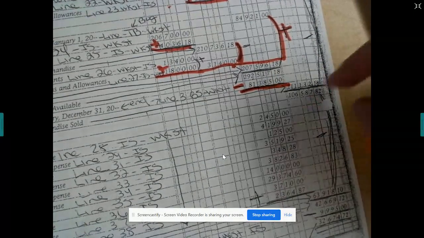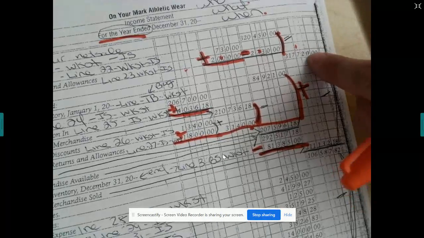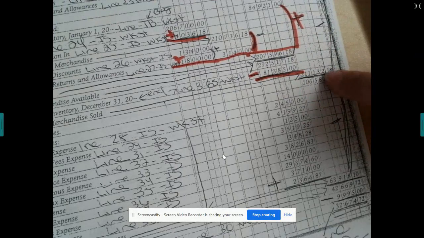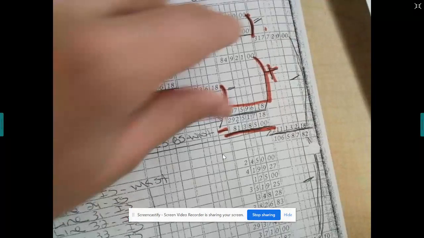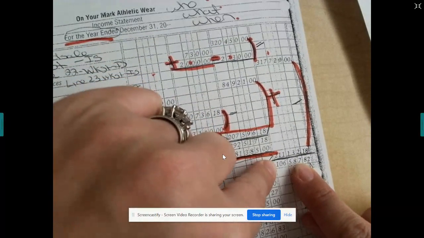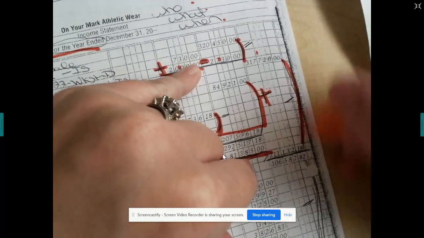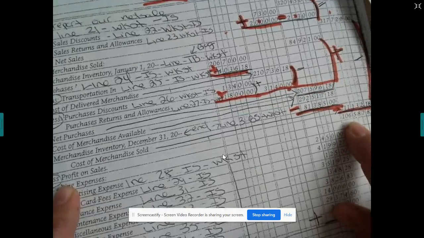So each category essentially ends up going in the right-hand column. Revenue is here, and then cost of merchandise is here. So now I've taken my revenue, and all of the merchandise I still have sitting around is going to bring down that revenue. So I'm going to take those two numbers and subtract. And now I have my gross profit on sales.